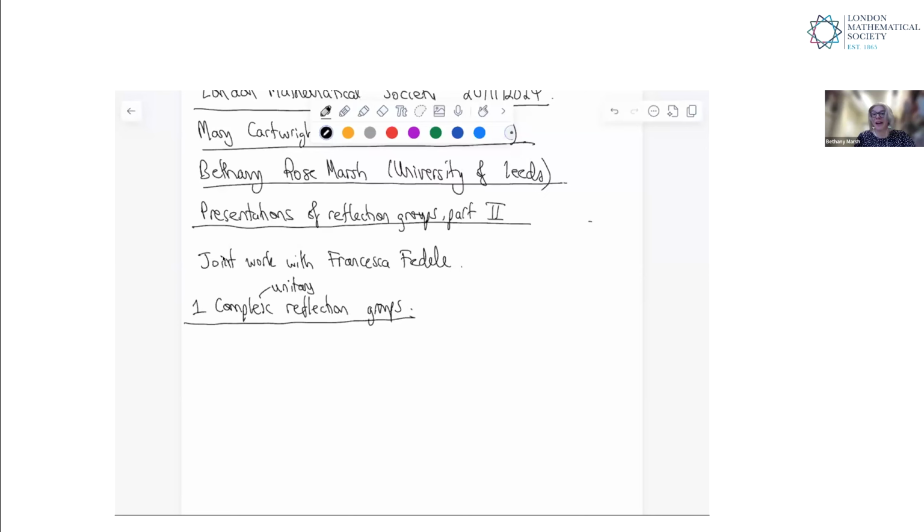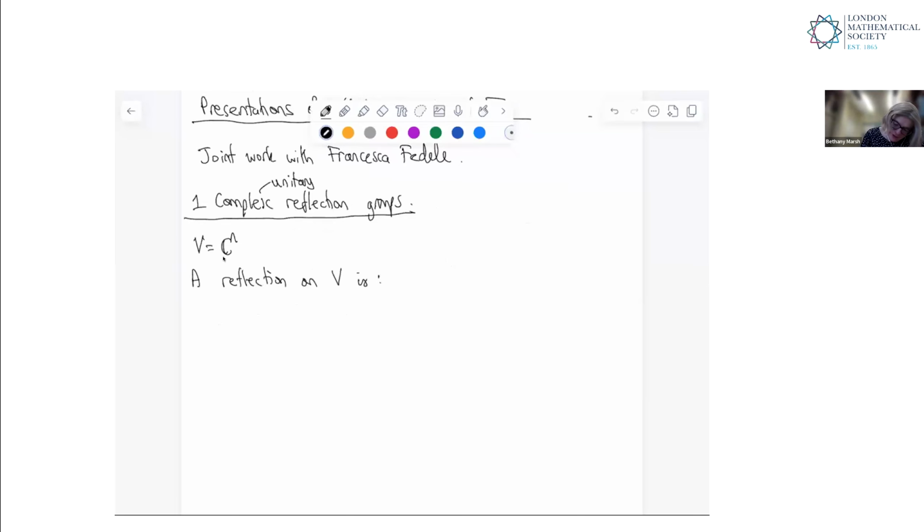So we need to say what a reflection is to start with. We're going to take a complex vector space V of dimension n, C to the n, and then a reflection on V is a linear map, an element S of the general linear group on V. This is the group of invertible linear maps from V to V.